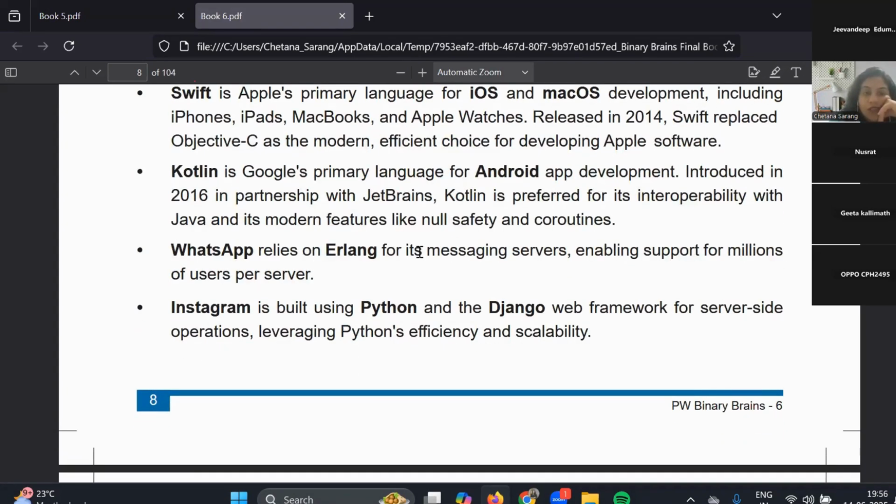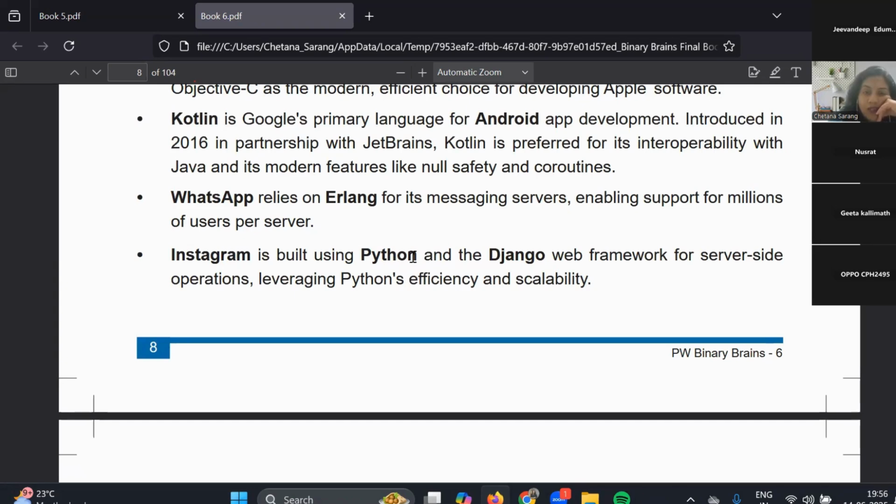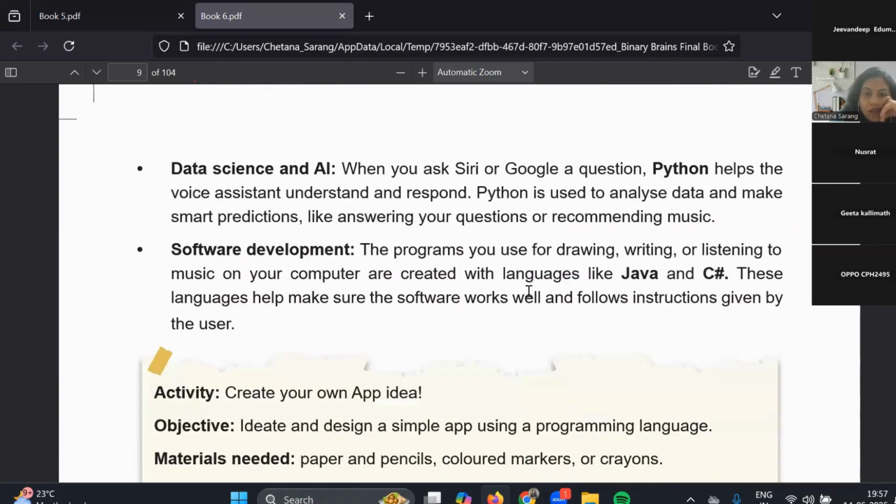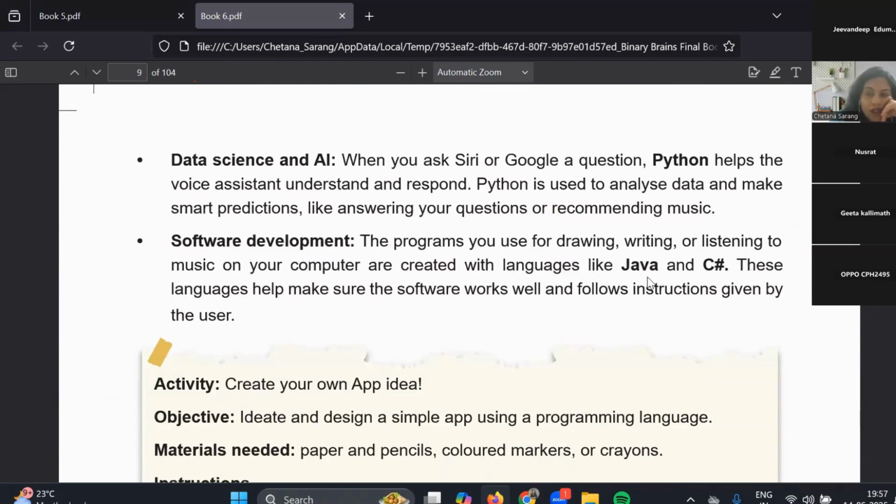WhatsApp relies on Erlang for messaging services. Only this feature it supports, it is sourced from Erlang. For some other feature, it will use some other programming language. Instagram is built using Python and Django. The D is silent here. Django is a web framework for server side and client side. Client is the user side. Server is the place from which the resources and database are managed. So these are examples. For AI, Python is good. For software development, Java or C# may be better.